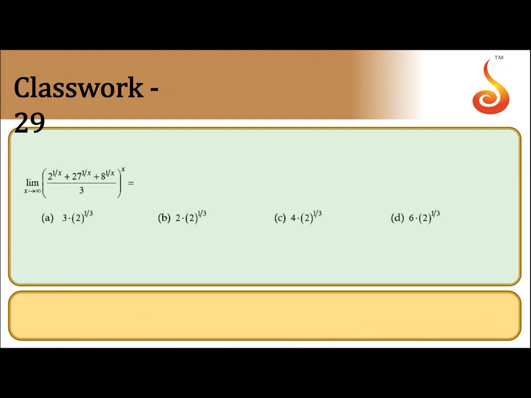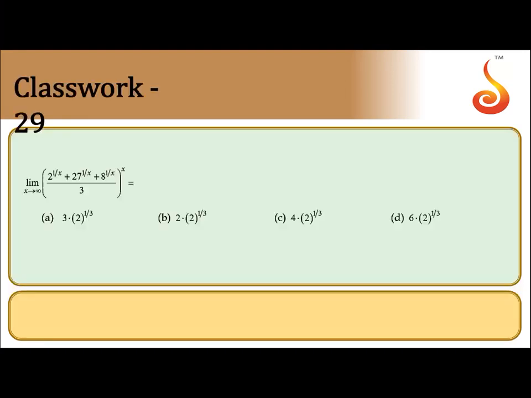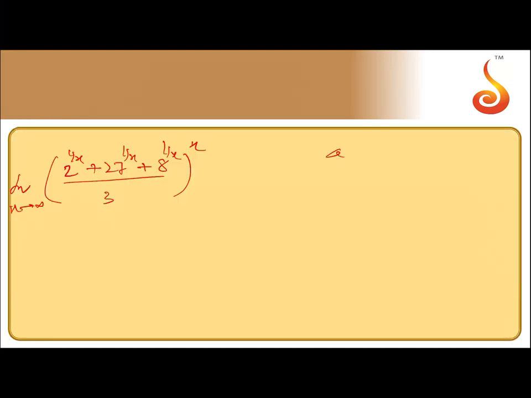Coming to the next one. Limit x tends to infinity. We have one formula here: 2 power 1 by x, 27 power 1 by x, and 8 power 1 by x divided by 3, whole power x, x extending to infinity. Whenever you find a problem of the type a power 1 by x, b power 1 by x, c power 1 by x divided by 3 whole power x as x extends to infinity, the answer is nothing but cube root of abc.